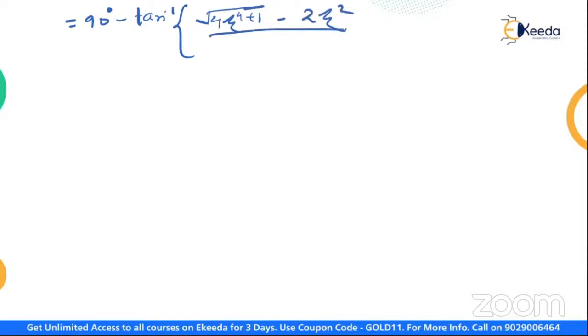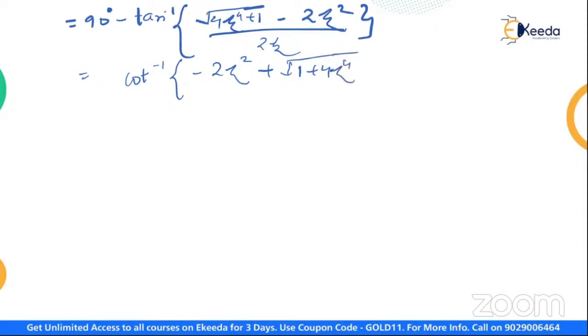You get this to be equal to 90 degrees minus tan inverse of under root of 4 zeta to the power 4 plus 1 minus 2 zeta squared, the whole upon 2 zeta. Correct? And 90 minus tan inverse of theta is given by cot inverse of theta. This is cot inverse of minus 2 zeta square plus under root of 1 plus 4 zeta to the power 4, the whole divided by 2 zeta, is it right?